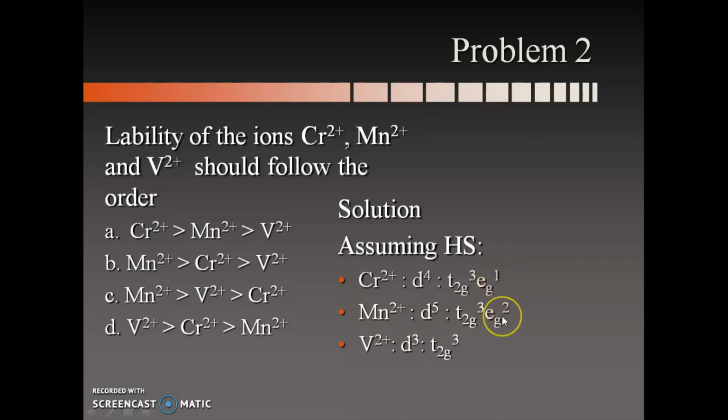So among A and B, only in option B is manganese given as more labile and vanadium given as the least labile or inert. So the answer is going to be B.